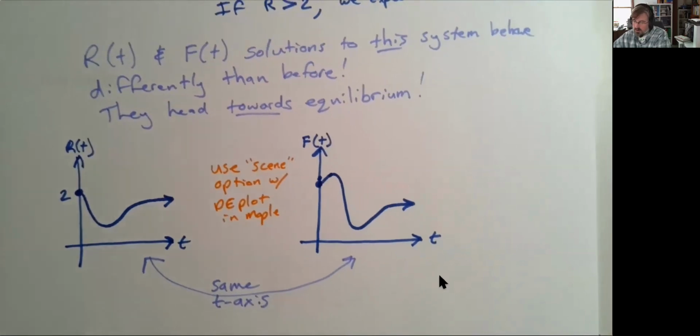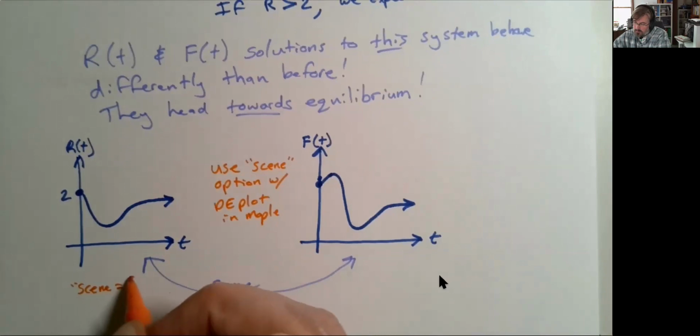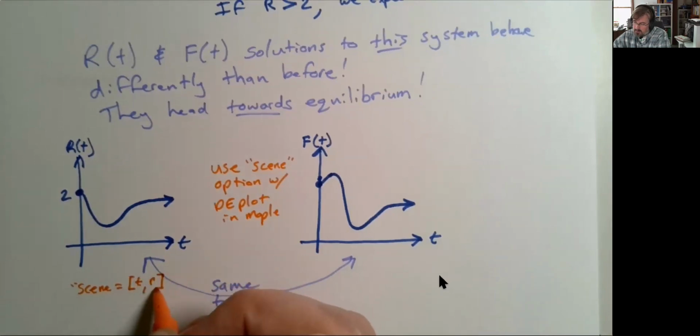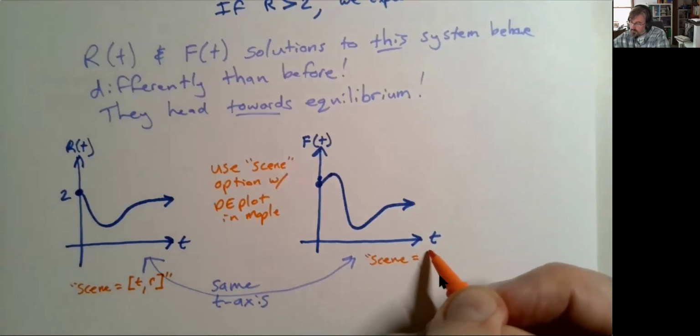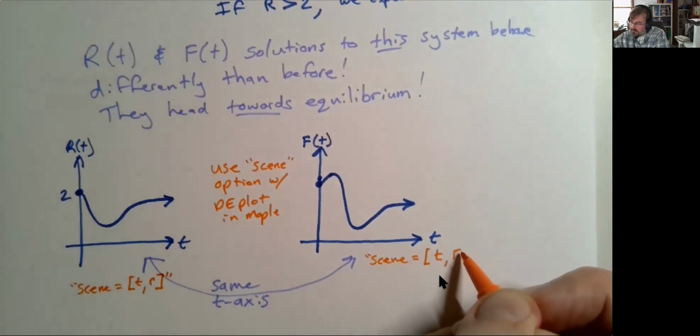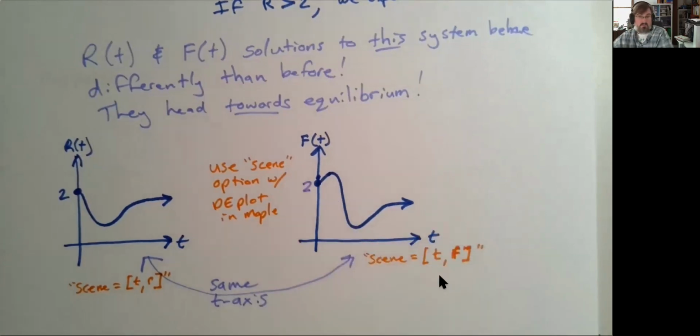So this guy right here would be scene equals t comma r, and this one over here would be scene equals t comma f. Oops, I forgot my close brackets there. So we can make those graphs for the initial condition of 2, 2, and verify that that's indeed what it looks like.